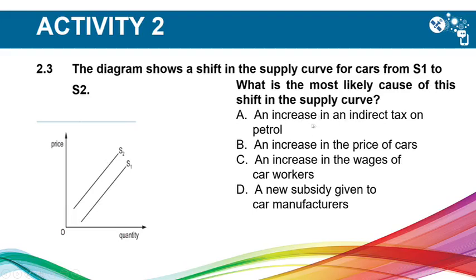The increase in an indirect tax on petrol is not going to affect my supply at all. So the only answer we can get from this is C, an increase in the wages of car workers. Remember, one of the biggest expenses any business has is wages and salaries. So it's costing them more to make the product when wages go up, and they then supply less because their costs have increased.